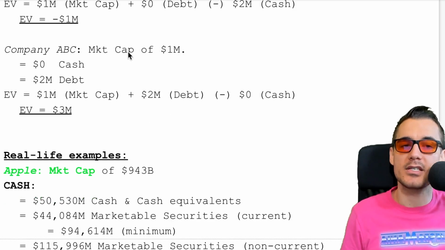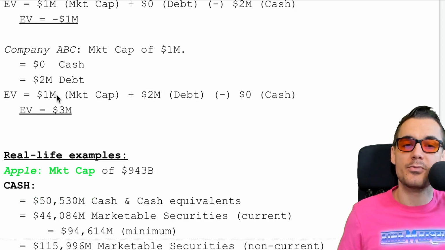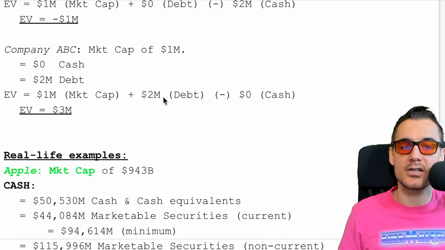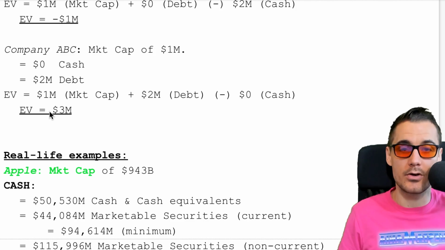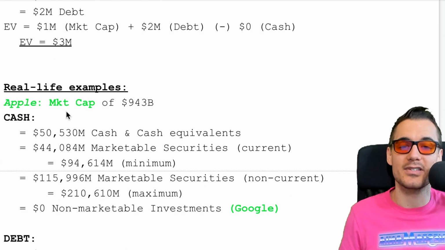Conversely, company ABC has a market cap of $1 million. This time it has $0 in cash and $2 million in debt. So your enterprise value is $1 million market cap plus $2 million in debt minus $0 in cash. So this time you have an enterprise value of $3 million. So it's actually not $1 million to buy the company. It's really more like $3 million because you have to pay $1 million for the company, but then you're also taking on $2 million in debt.